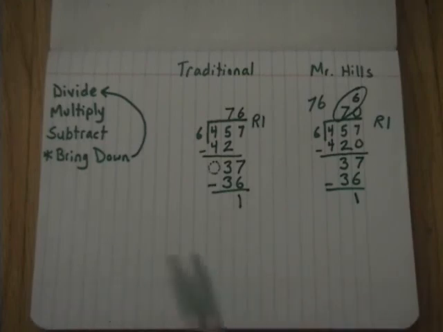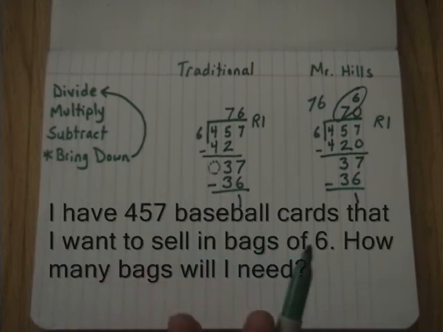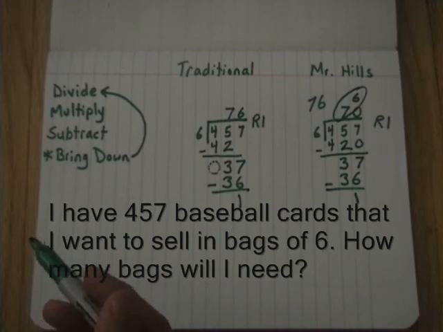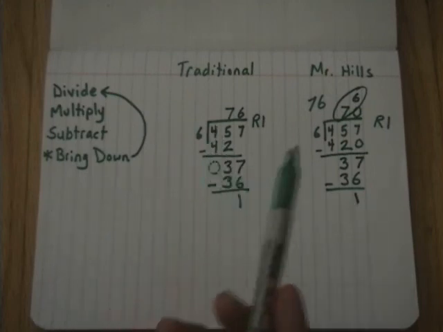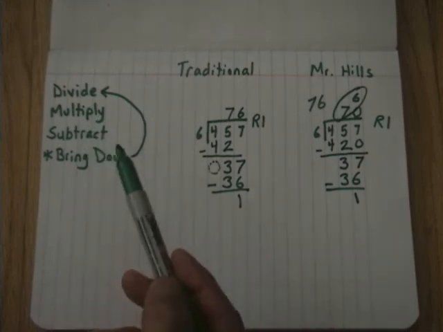If I was thinking of that in terms of my real problem, I would have 76 bags that I need, and I would have 1 card left over. I'd have to decide if I wanted to keep that one or maybe just give it away at the garage sale or whatever. But that's how you do these two algorithms, the traditional and Mr. Hill's. And they both have the same steps: divide, multiply, subtract, bring down.